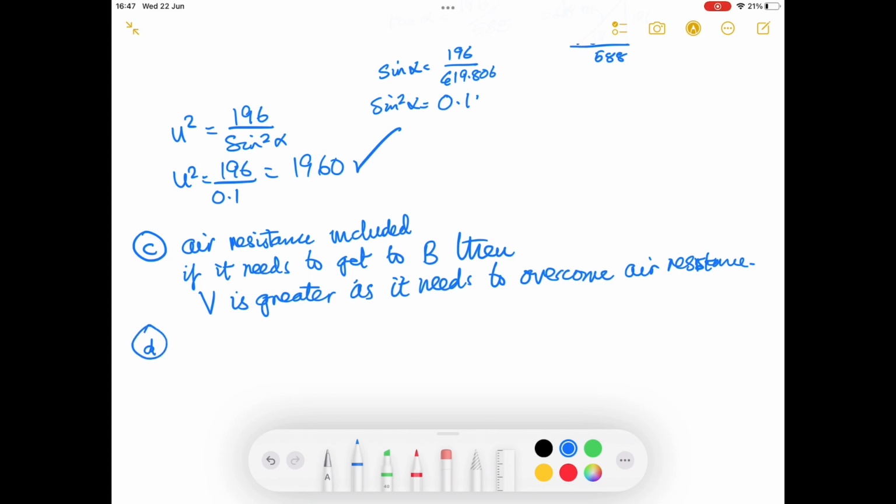All right, part D, saying how you would model it in real life, a more realistic scenario. I would say they've been using a particle, and a particle has no three-dimensional elements to it, so I would say model it as a golf ball. It's got a round shape with dimples, and this could affect the movement through the air. So that's what I would say.